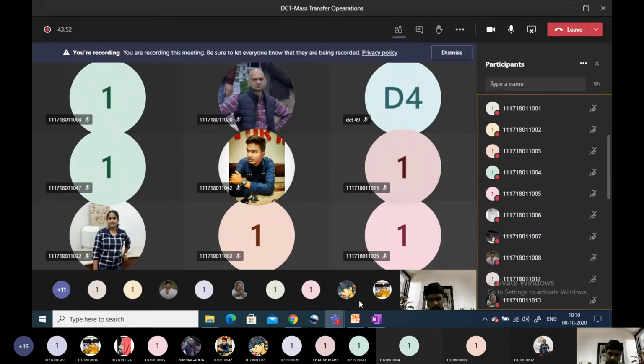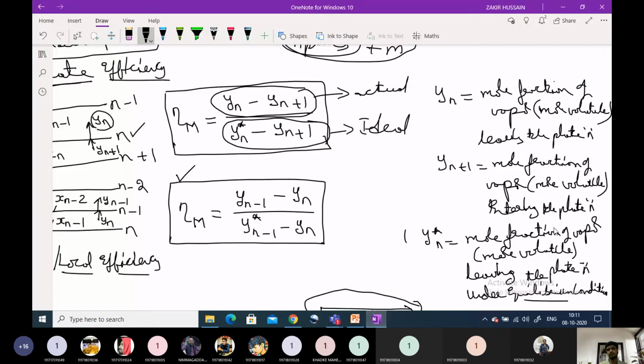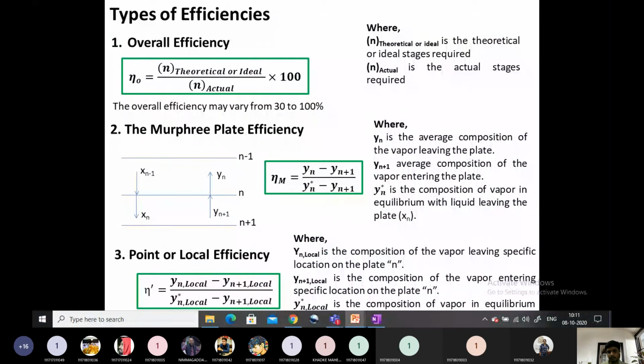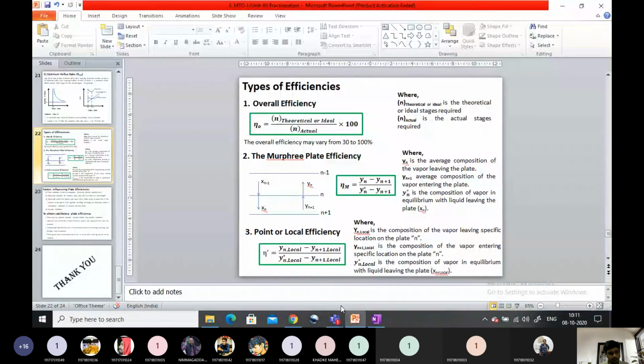Okay, I hope you understood. Then these are regarding the efficiencies. There are three types of efficiencies. In the slides itself, I have summarized this one. You can see.